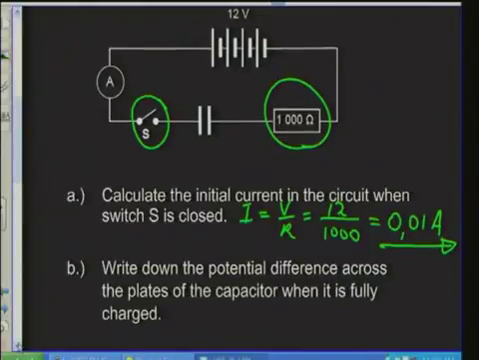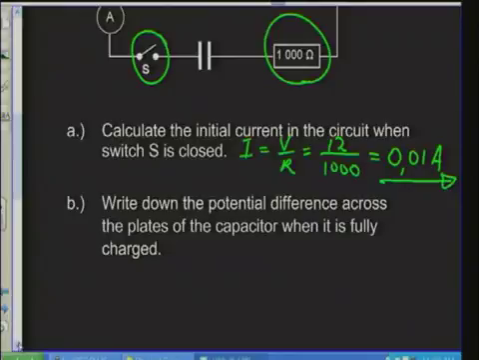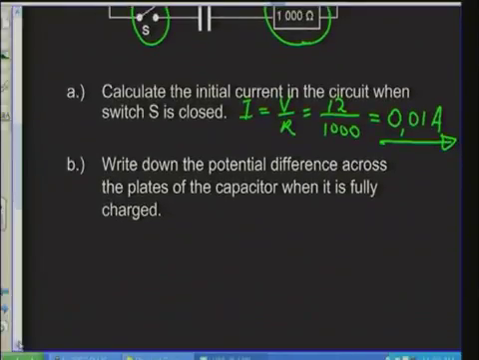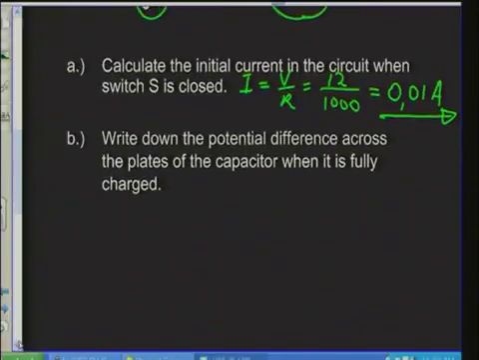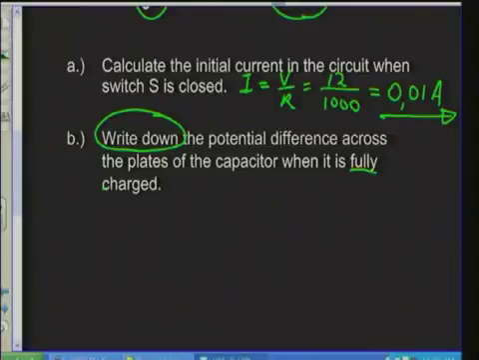Okay. The next question says, write down the potential difference across the plates of the capacitor when it is fully charged. Now, listen to this question here. It says write down. You don't have to calculate. When it is fully charged, it means the whole potential difference that is given to you there, the EMF, is what is across the terminals of that capacitor. So that will be 12 volts.